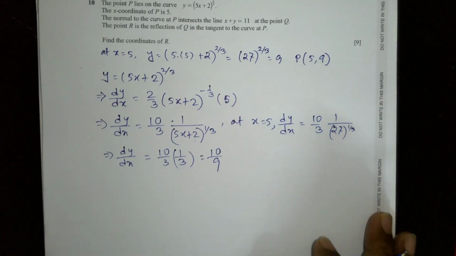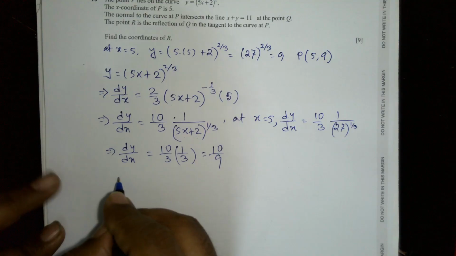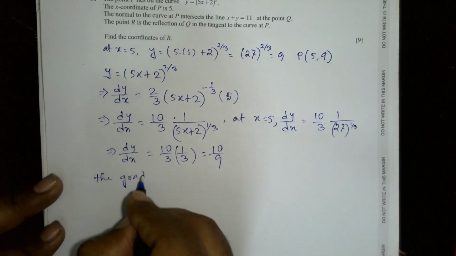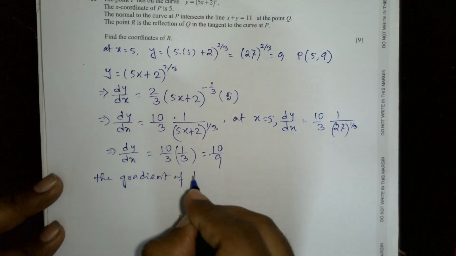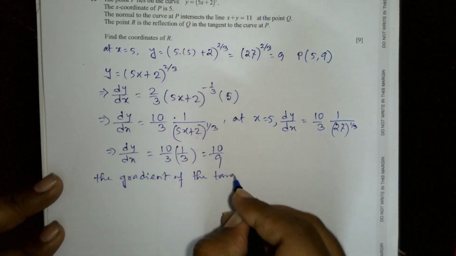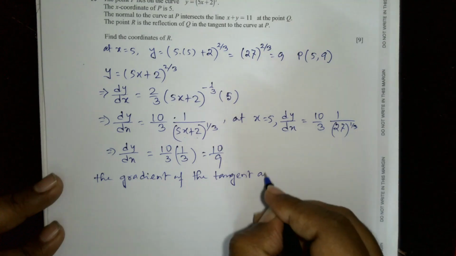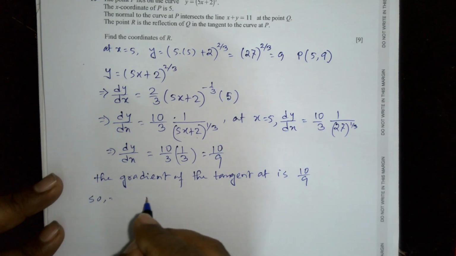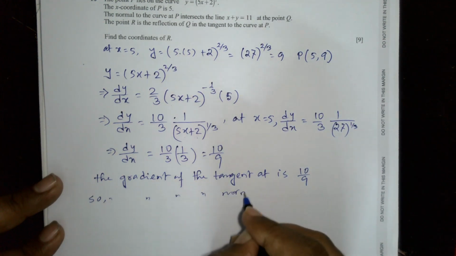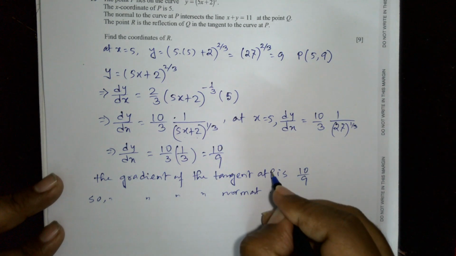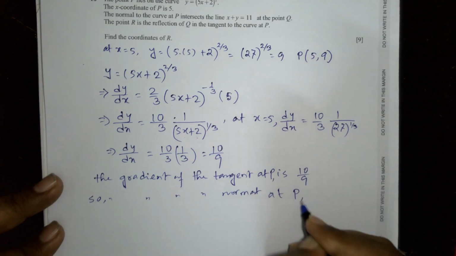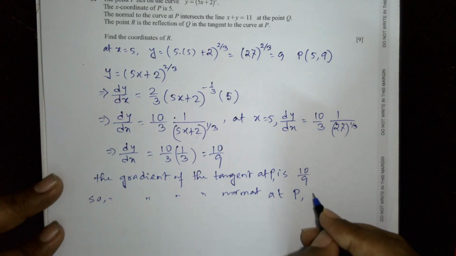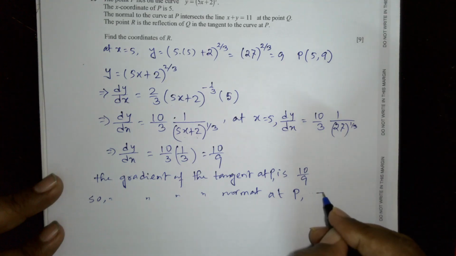Now we will write a line which is not strictly necessary for this math, but it is always good practice to write. So the gradient of the tangent at P is 10 over 9. So the gradient of the normal at P is the negative reciprocal, since the tangent and normal are perpendicular. So it will be minus 9 over 10.